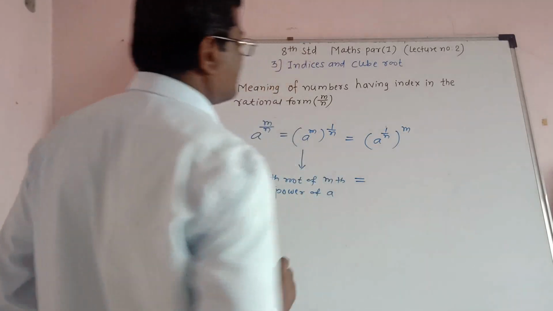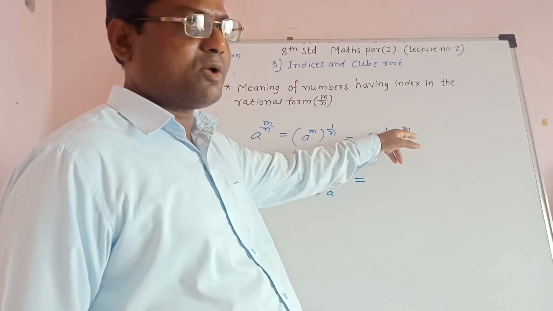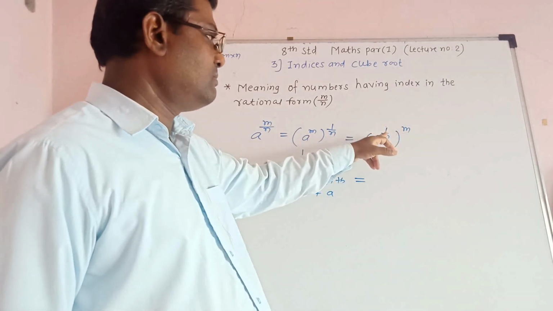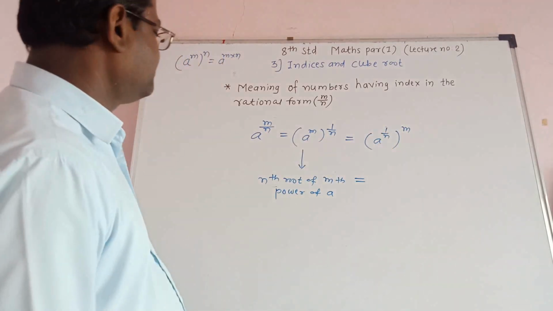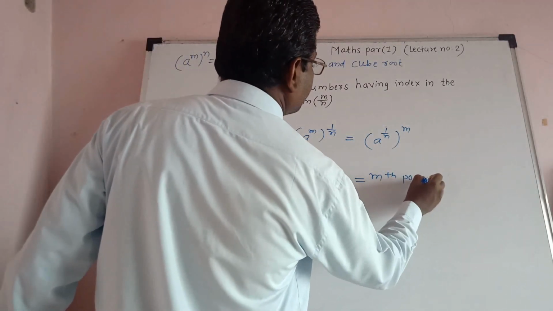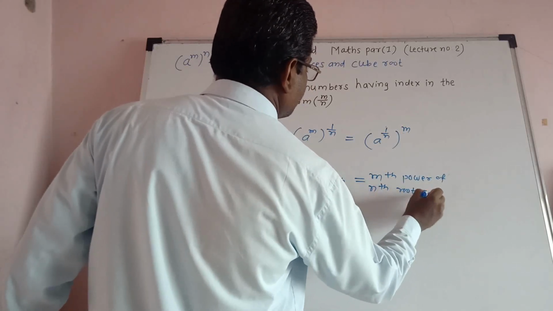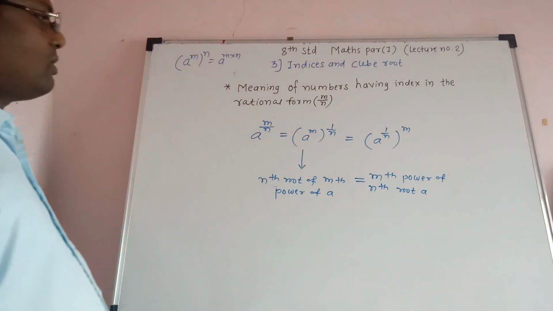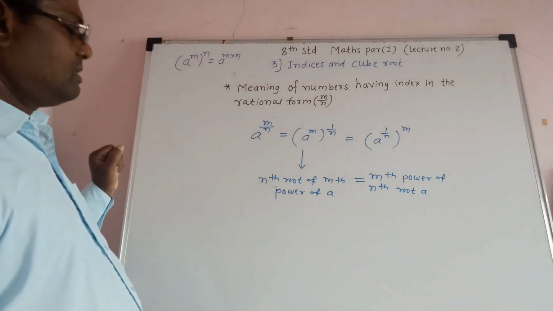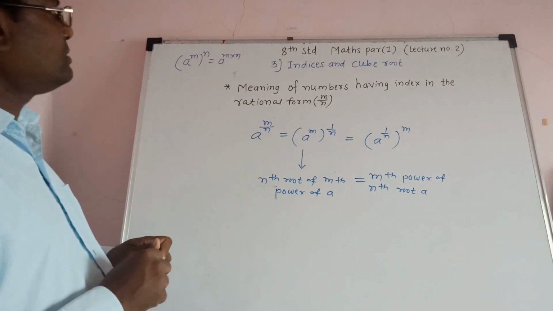is equal to, now this is an integer, this is not in the form of 1 upon n, therefore this is mth power of nth root of a. Mth power of nth root of a. By using this concept, now we have to solve practice set 3.2.